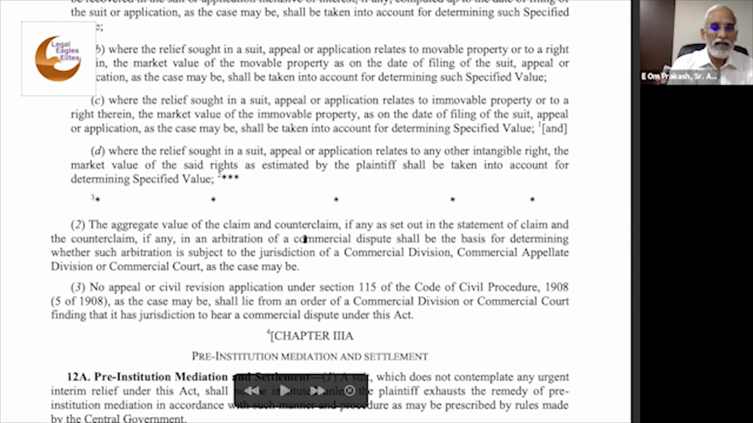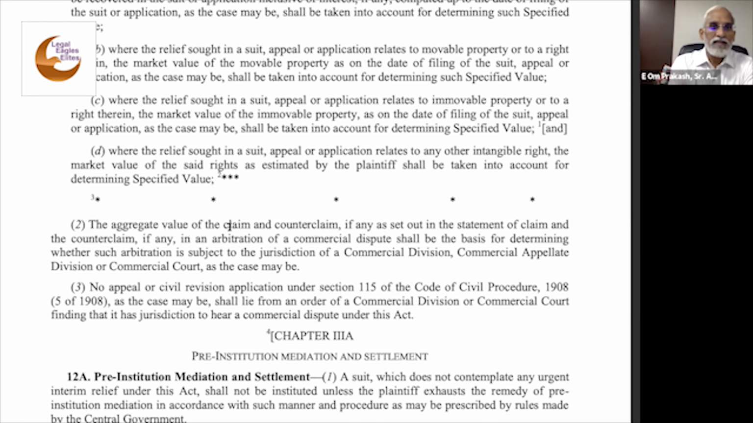So that is provided. Then interesting is subsection 3, which says no appeal or civil revision application under section 115 of the CPC, as the case may be, shall lie from an order of the commercial division or commercial court finding that it has jurisdiction to hear a commercial dispute. You will recollect at the first instance I pointed out section 8, which said there shall be a bar as against orders in applications, where I have explained to you revision will not lie.